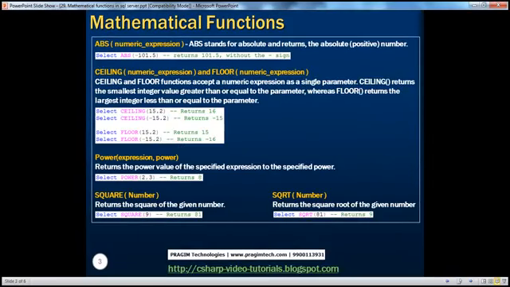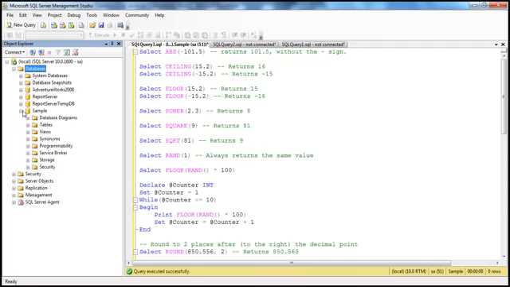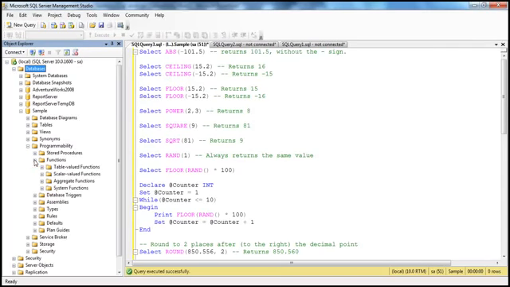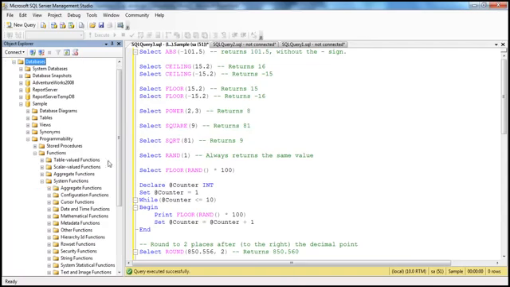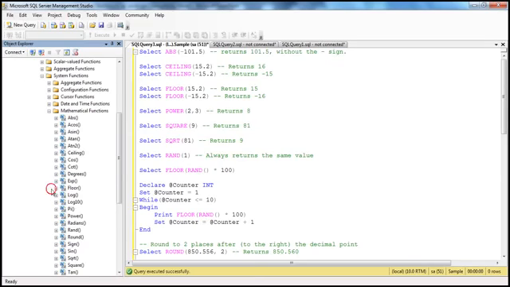Now, in order to find out what are the different functions that are available in SQL Server, go into Object Explorer window, expand databases. Within databases, expand any database. Let's expand sample, and within the sample database folder, expand programmability and then functions folder. Within functions folder, expand system functions, and finally look for mathematical functions folder, expand that. You should see all the mathematical functions that are available in SQL Server. Today we will examine a few of them that are commonly used.